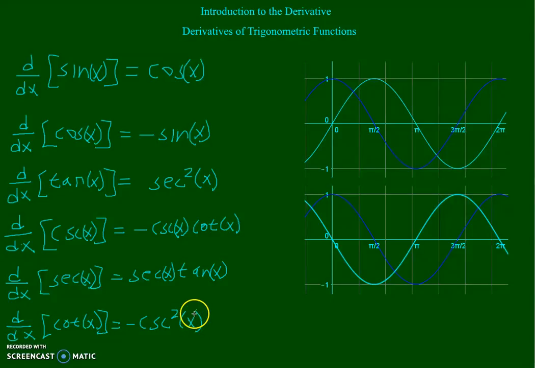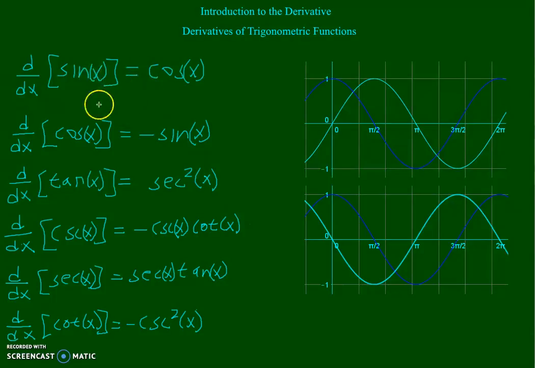Now, a couple of important observations that you'll want to make. Notice how the derivatives of all the cofunctions, the derivative of sine is cosine, the derivative of cosine is negative sine. The derivatives of all the cofunctions are negative. The derivative of cosecant is negative. The derivative of cotan is negative. The derivatives of the primary functions, sine, tangent, and secant, are all positive. And notice that the derivatives of cosecant and secant are cofunctions of each other. So the derivative of secant is secant tan. Cosecant is negative cosecant cotan.